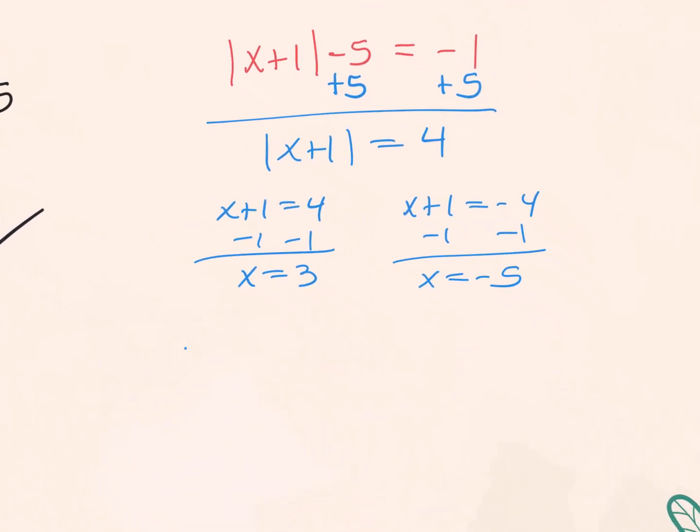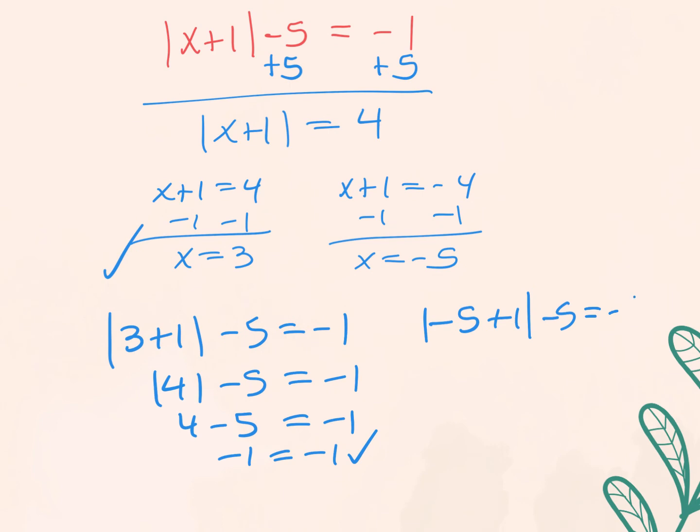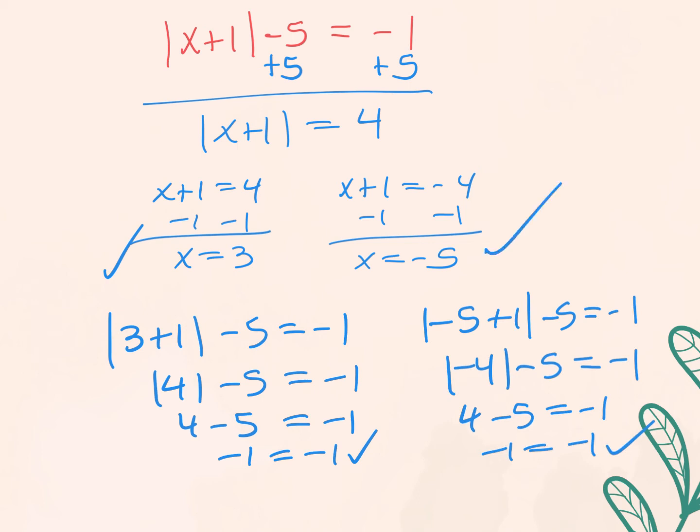So if I take my original, 3 plus 1 minus 5 equals negative 1. 3 plus 1 is 4. Absolute value that, it's positive 4. Negative 1 equals negative 1. That one works. That's a good answer. And now do the same thing here. Negative 5 plus 1 equals negative 4. Positive 4 minus 5 equals negative 1. And again, this one works as well. So these are two good answers. Pretty good? 2 examples and we're done.